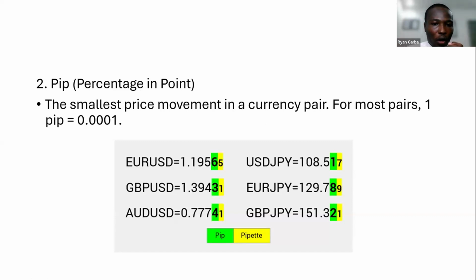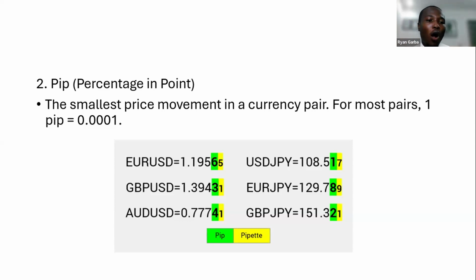When you are driving from one distance to another, we measure it. So pip is also like a unit of measurement, just like driving from, let's say, Accra to Koforidua. Someone can say it's 20 kilometers, or 5 miles or something. So that's the unit of measurement from Accra to Koforidua or Accra to Kumasi.